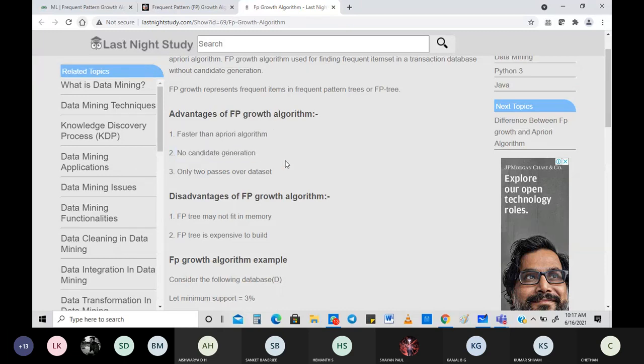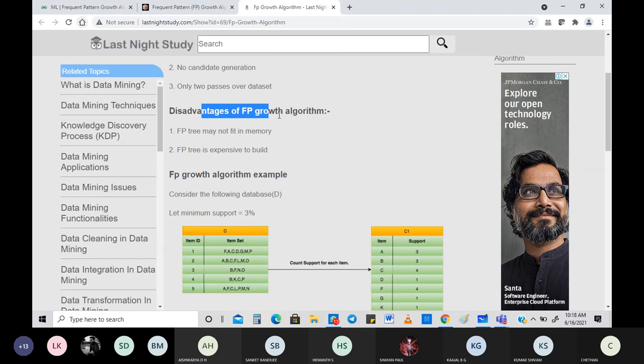No candidate generation. Except for the first time where I figure out the frequencies of each and everything, I'm not doing three things together like that. Okay, only two passes over the data set. It's not even two passes, it will be one pass; probably they're saying two passes because of the last part. Okay, but what do you think are the disadvantages?